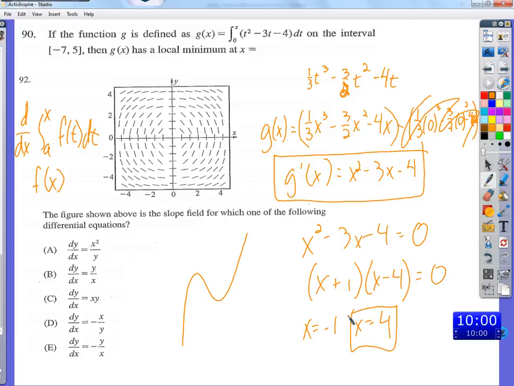All right. And if the question was asking what the y value is, you could plug 4 into your original function. Right here, that's what it's asking for. Is that the original function? The original function is g. It's asking what the minimum of g is, right? Oh, but it was asking at x equals, and so we just say 4.